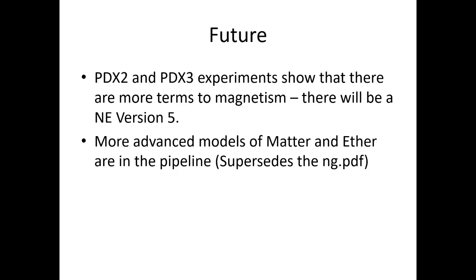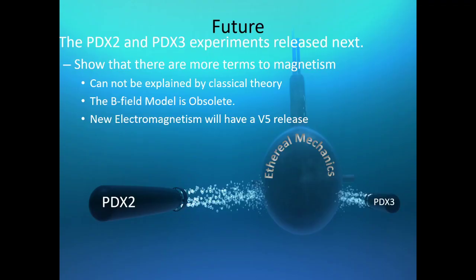Okay, the next video is going to be the Paradox 2 and Paradox 3 experiments to show that there are more terms to magnetism. New electromagnetism, V3 and V4, will be replaced because the Paradox 2 and Paradox 3 experiments have made me realize that we're missing rotational terms of magnetism. They work fine for translational forms of electromagnetic interactions, but there are rotational forms that were only brought to my attention through the Paradox experiments. I already talked about that last one. So Paradox 2 and Paradox 3 are going to be released next. We're going to show that there are more terms to magnetism that cannot be explained by classical theory or even new electromagnetism. That's why we're going to have a version 5 release that will cover the new terms that we will find when we finally reduce the results from Paradox 2 and Paradox 3.